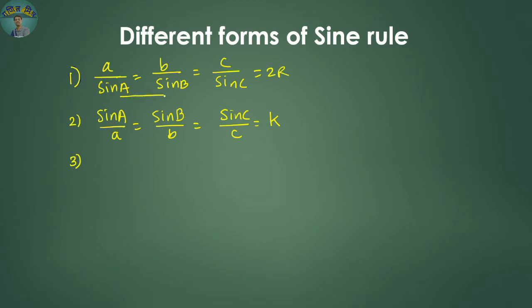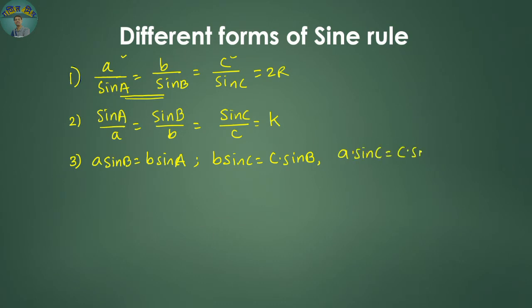If we consider these two equal, then we can write a sin B = b sin A. If we consider the second and third equal, then you can write b sin C = c sin B. Or if you consider the first and third equal, then a sin C = c sin A. Okay, so this is another form. We can use the sine rule in this form also.